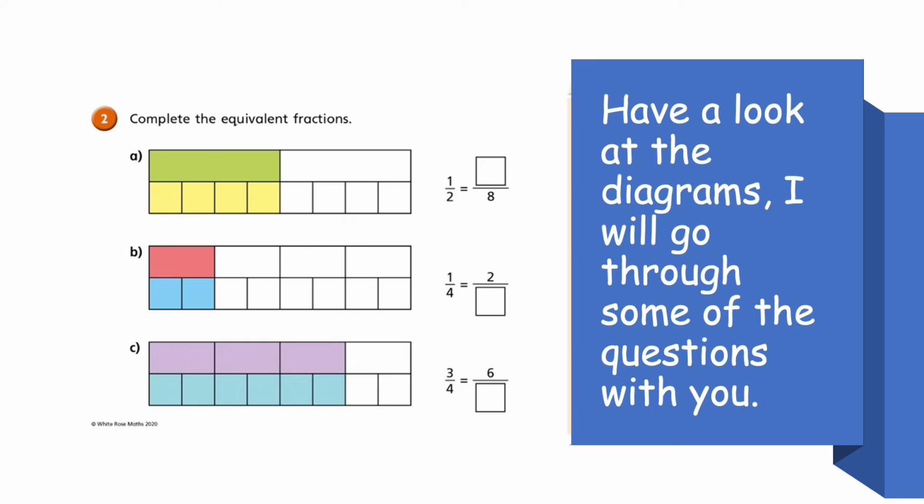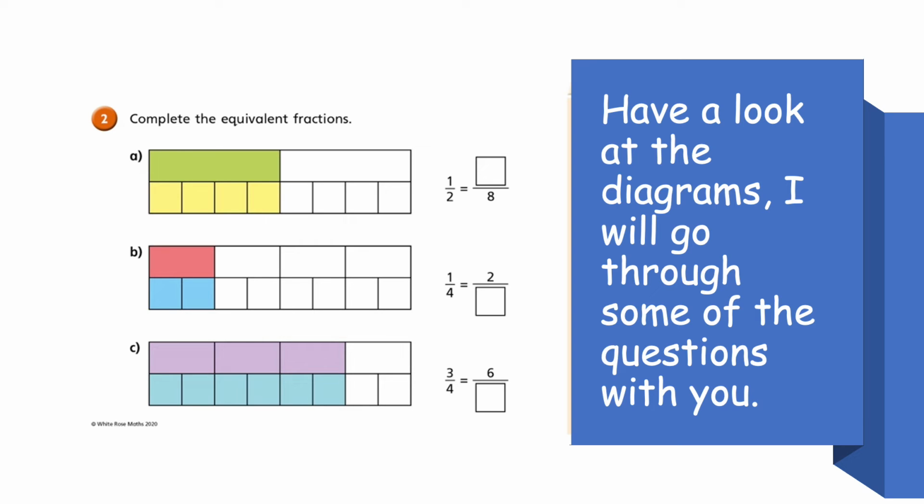How many is coloured yellow? And you need to make that your numerator. Okay? So have a look at B. Your top strip is done for you. It's a quarter because there's one part shaded out of 4 equal parts. Now, it's saying that it is equivalent to 2 what? So 2 parts are shaded in blue. How many equal parts are there all together? And that is your denominator.